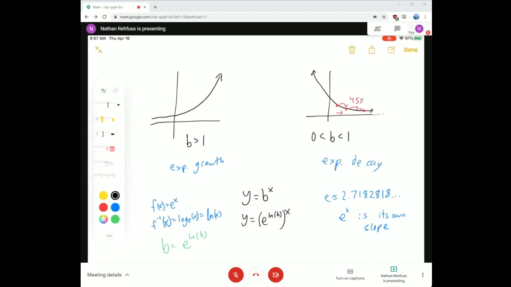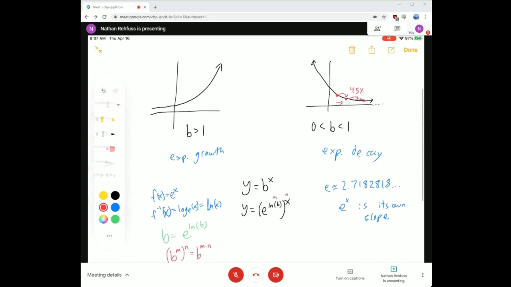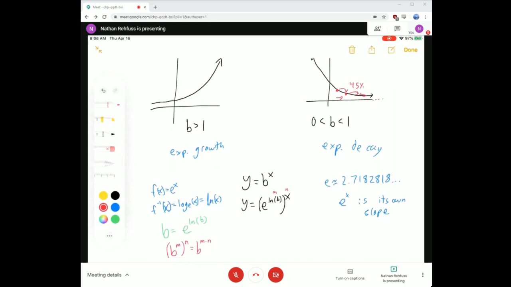Well, what I can say is the nested exponents property tells me that if I have b to the power of m and then to the power of n, that's the same as b to the power of m times n. So here m is this natural log of b, and n is this x. So I can say y equals e to the power of the natural log of b times x.